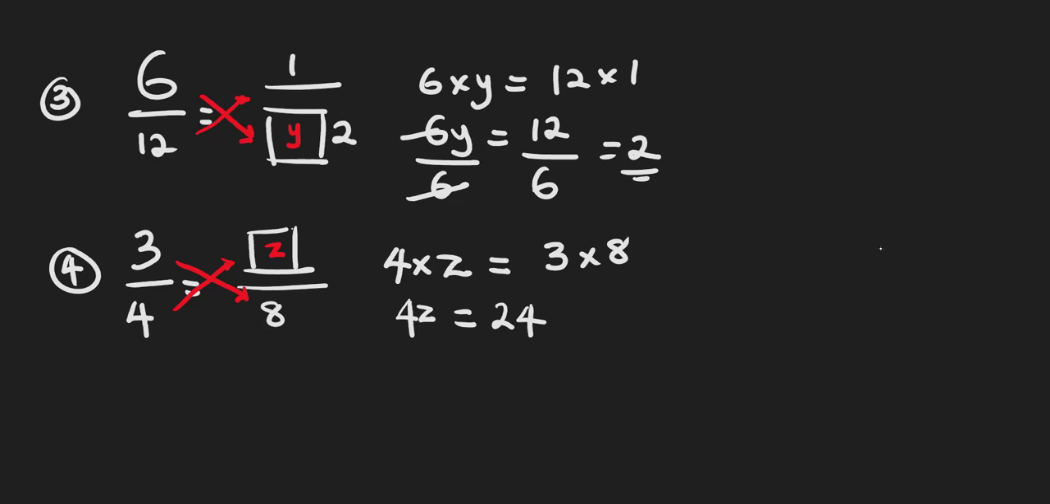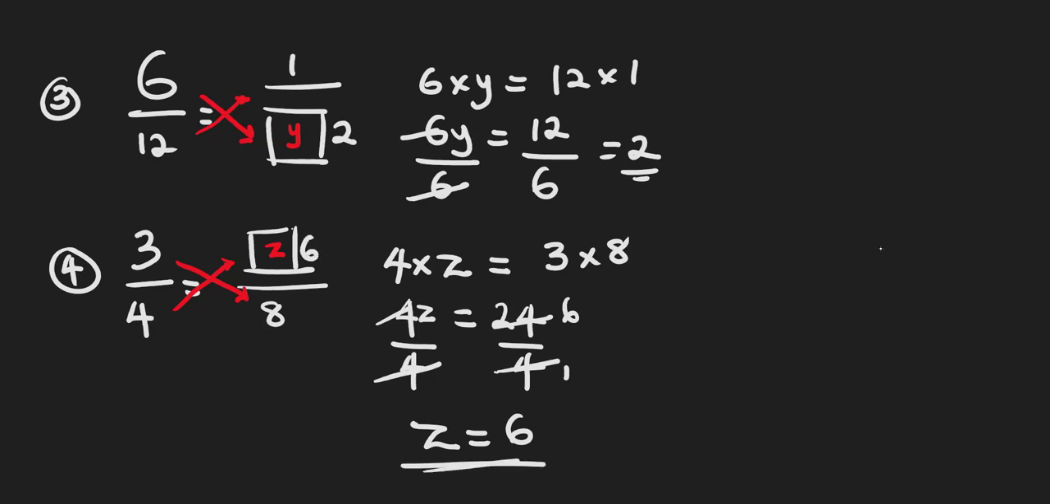So you divide both sides by 4, right? This 4 cancels this 4, and you're left with z. So 24 divided by 4 is 6. So you have z is equal to 6. So what's supposed to be here? It's supposed to be 6. Very easy. Is that not? Maybe let's use more examples.